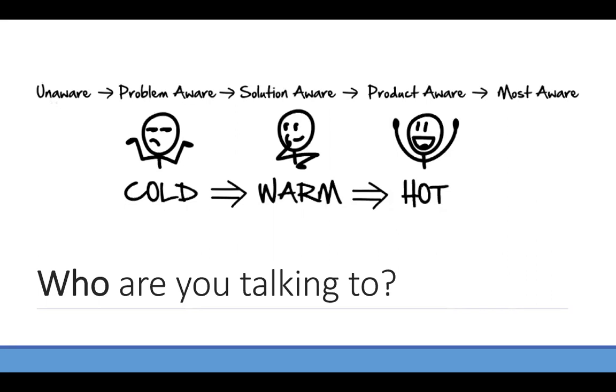Then at the hot, they're product aware. They've made that decision that they're going with you. It's the product they want to invest in, and they're good to go. They become your raving fans. So they're the three audiences that we have to be aware of.